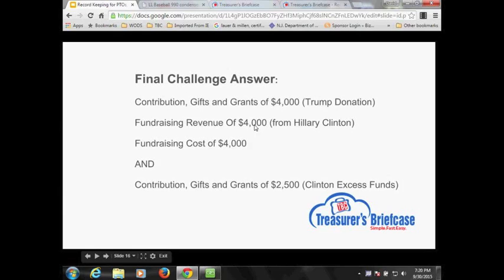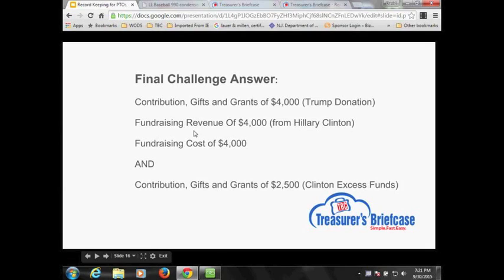raised $4,000 from Hillary Clinton, even though she paid $6,500. $4,000 of that was the fair value of the product she bought, or in this case, the timeshare, the time in the unit. There's also a cost to that. The cost is the cost of a 1 week stay at Trump's facility. And then finally, that extra $2,500 that Hillary donated would come through as a contribution.